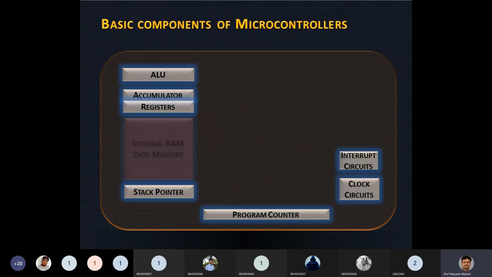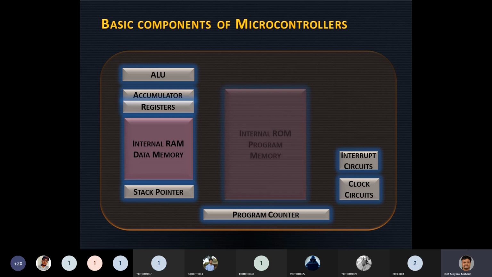Okay, so with that, what are the extra things that we have in our microcontroller? We directly have an internal RAM, which we call the data memory, which is not available in our microprocessor. We have an internal ROM, which can be used for storing a program, and that is why we can also call it the program memory.